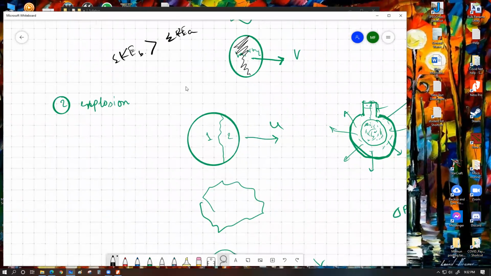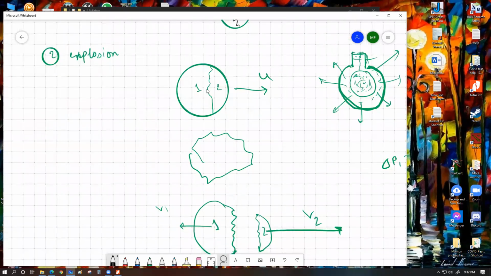Vice versa, if you consider the case for an explosion, it essentially means you're going to have the objects pushed out from within. For example, for the case of a grenade, you have some potential energy, which is somewhat chemical energy, and when it undergoes explosion, you have the whole thing exploding out.